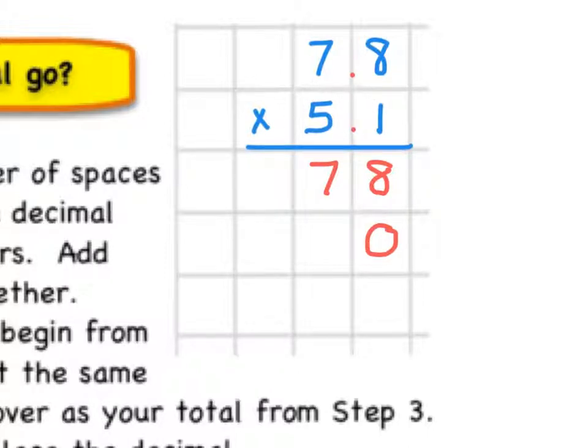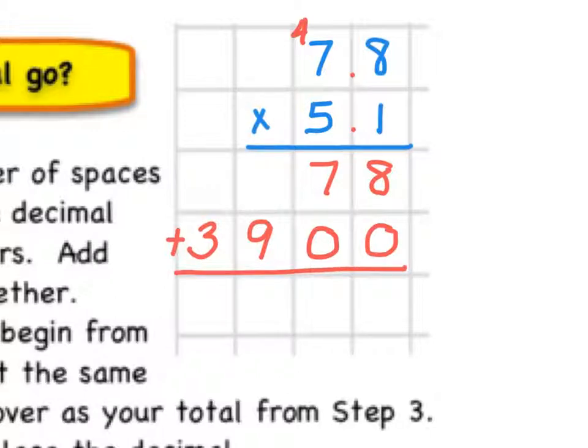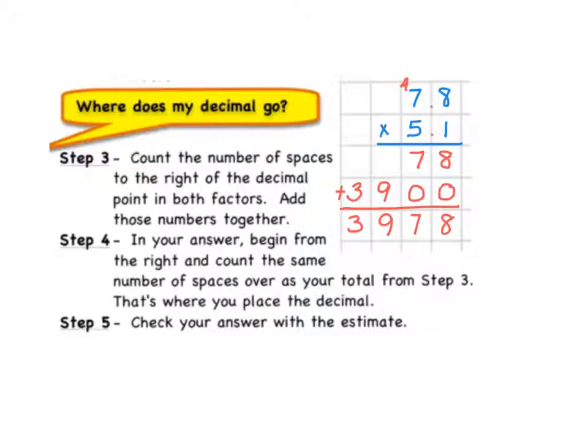So if I take 5 and multiply it by 8, that's going to give me 40. So I'm going to carry my 4. And then I'm going to multiply 5 times 7, which gives me 35. And then I'm going to add the 4 in. It's going to give me 39. And now I can add my two partial products. So if I add 78 plus 3,900, I'm going to get 3,978. However, this is not my answer because I still have my decimals to place in the problem.